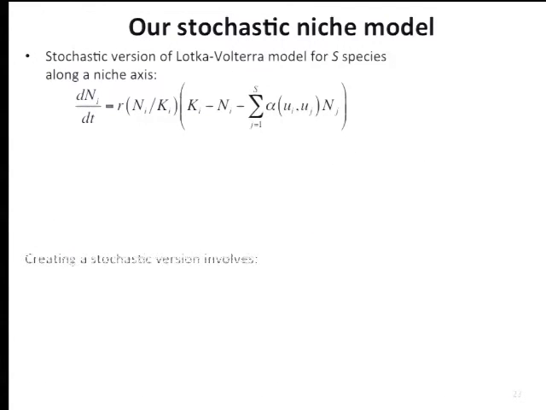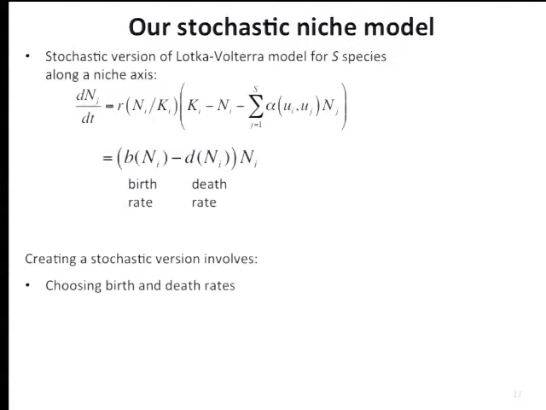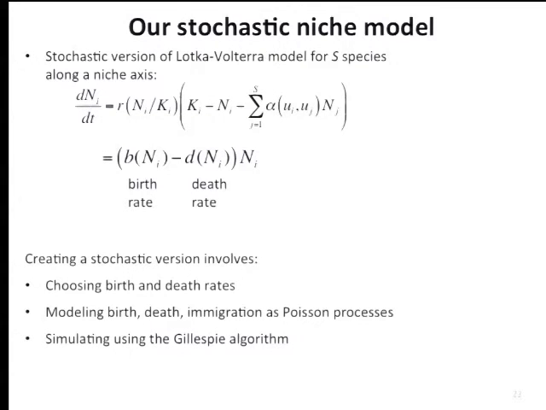Just a little bit of information about what it takes to make a model like this stochastic. One thing is we have to assign the birth and death rates. This is an overall population growth rate, and you have to decide which part is the birth and which part is the death. We chose all the density dependence, the dependence on N of the per capita rates, to be in the death rate. And we modeled the birth, death, and immigration events as a Poisson process, so they're happening according to the Poisson process. We simulated those processes using a Gillespie algorithm.